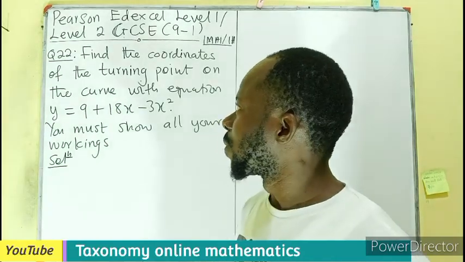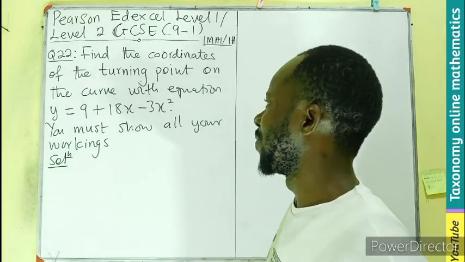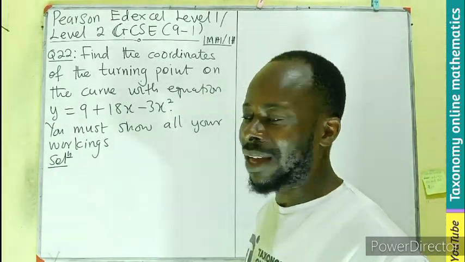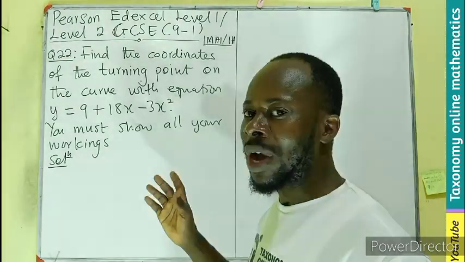Question number 22. We have to find the coordinates of the turning point on the curve with the equation y equals 9 plus 18x minus 3x squared, and we must show all our workings.